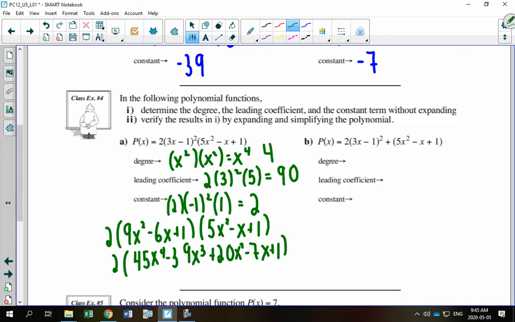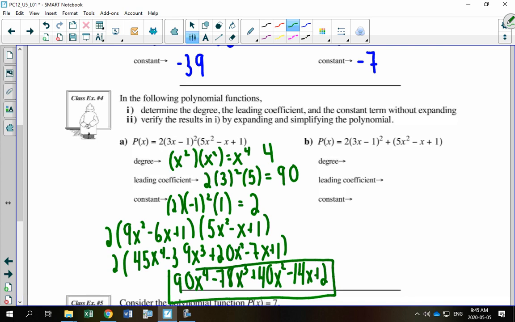And then lastly, distributing that 2 to all of our terms makes it 90x^4 - 78x^3 + 40x^2 - 14x + 2. So lots of work in terms of expanding it. So if you're able to simplify it like we did, it might be a lot easier.